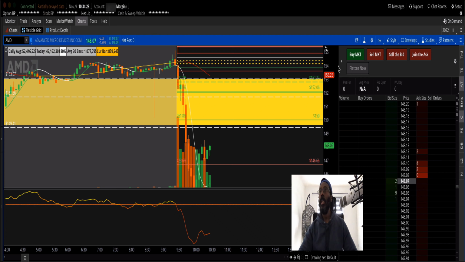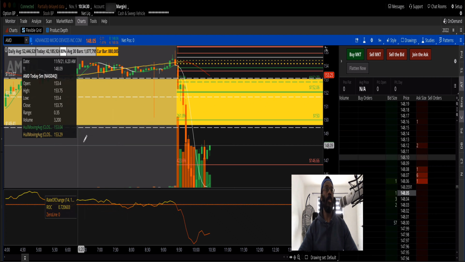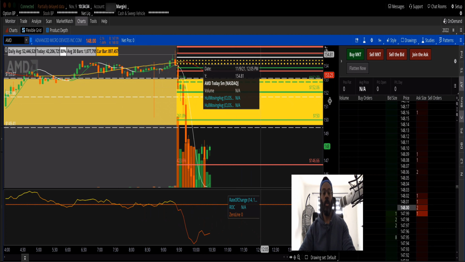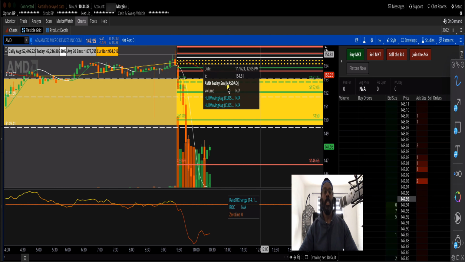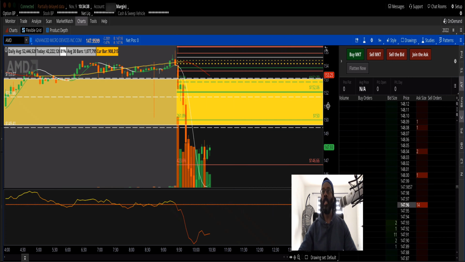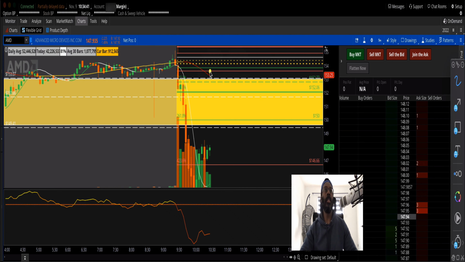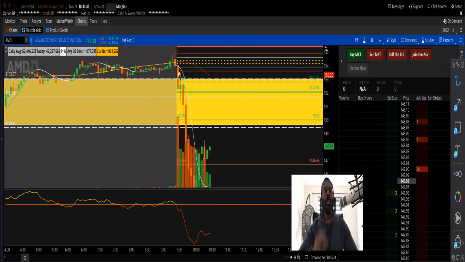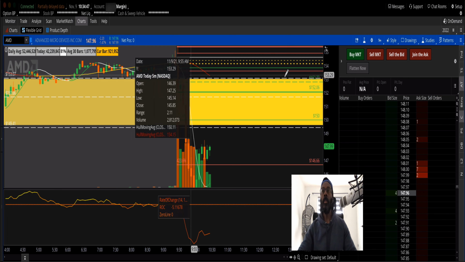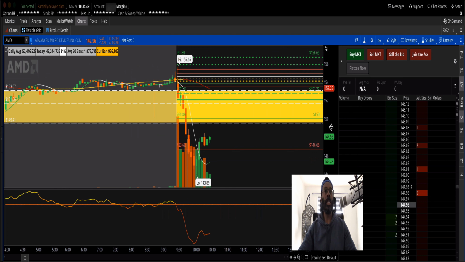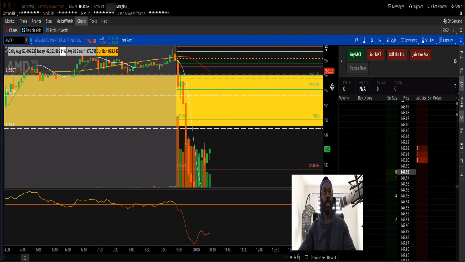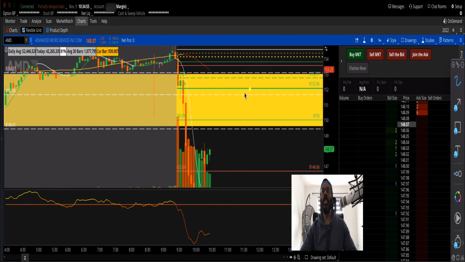So our next step is, well, what do we do? We wait for NVIDIA to open. Let me move this out of the way. We wait for NVIDIA to open, and when it opens, where does it open? Well, let me push this down here. Let me open this up right here so that you can see it a little bit clearer.